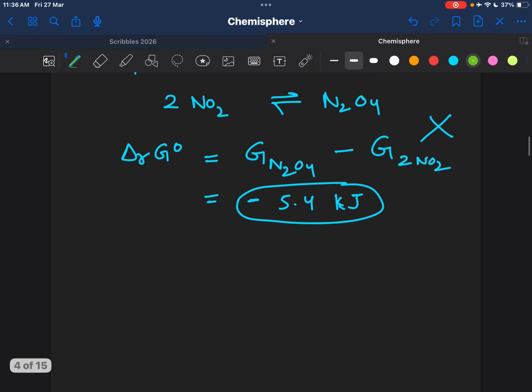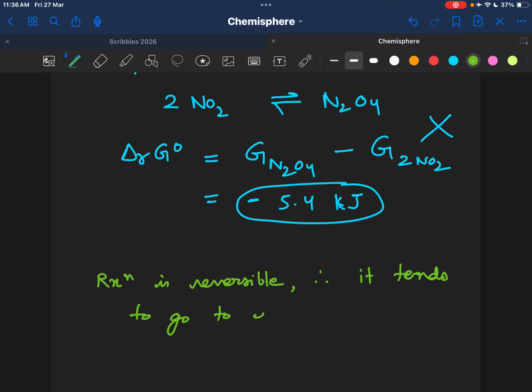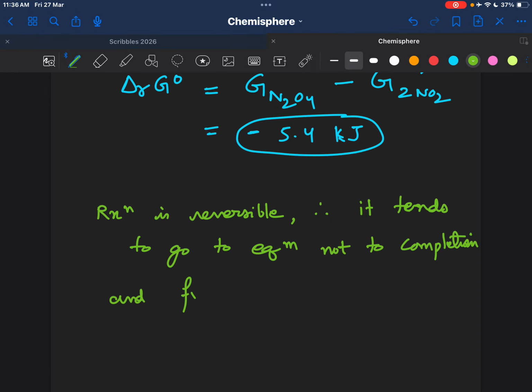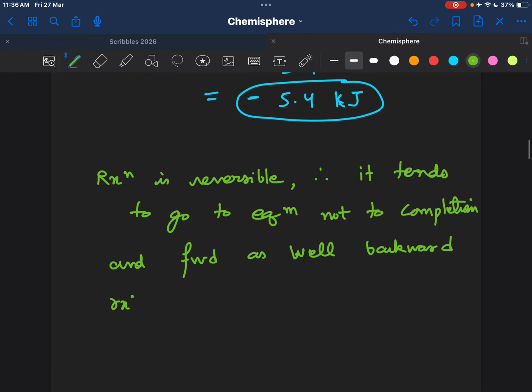So what is the correct statement? Since the reaction is reversible, therefore it tends to go to equilibrium, not to completion, and forward as well as backward reaction are spontaneous.